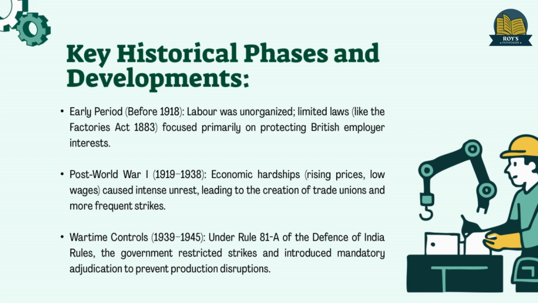Then, during the wartime period from 1939 to 1945, the government's approach shifted again. Under Rule 81A of the Defense of India rules, strikes were heavily restricted. The government introduced mandatory adjudication, which meant disputes had to go through official channels to prevent disruptions in production that could affect the war effort. This shows how the government prioritized national interests during wartime, often at the expense of workers' rights.